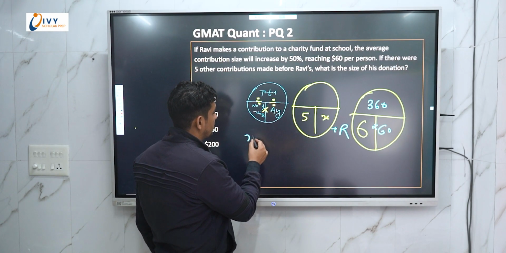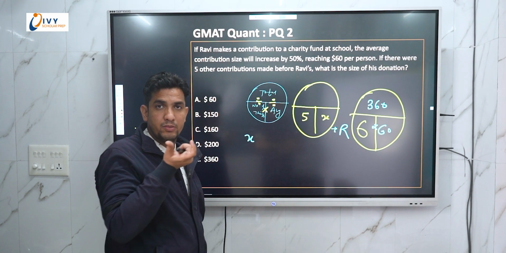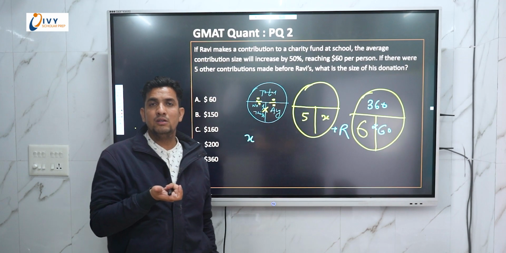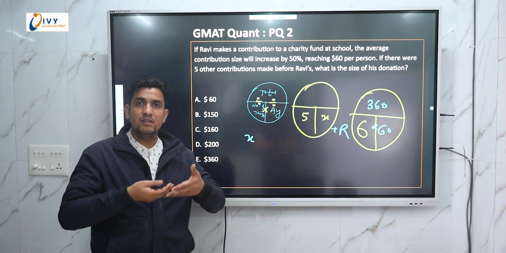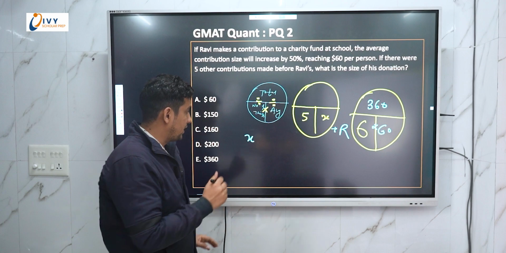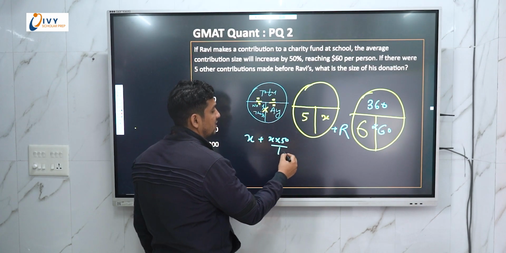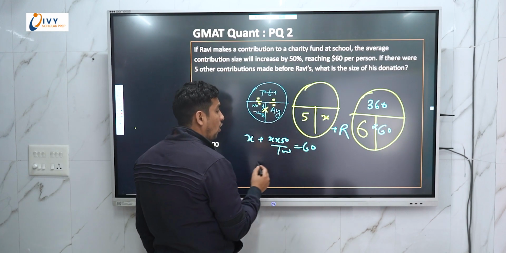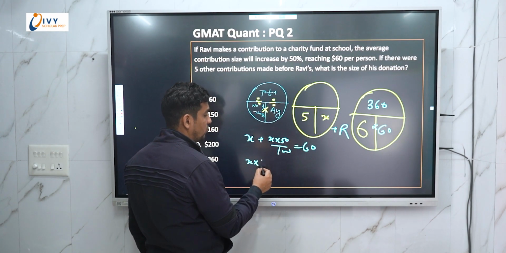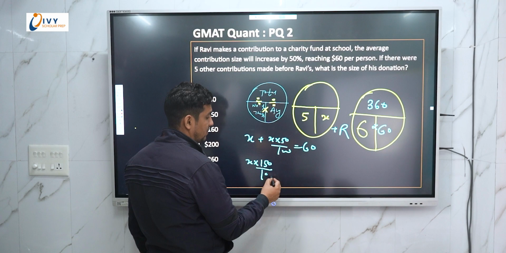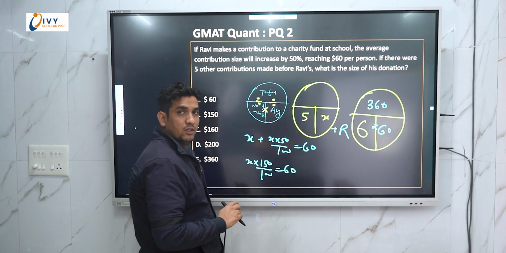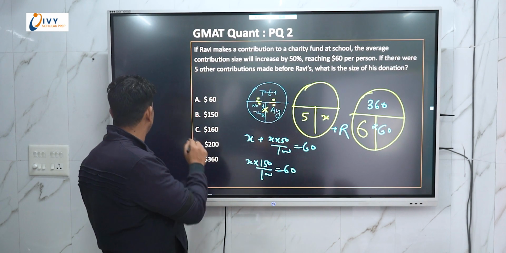So my initial average was x. Now this will increase by 50%. Every number is always 100% of itself. So either I say x plus 50% of x, which gives me 60, or you do it straight away and say x into 150% of it, which equals 60. So it's going to be one and the same thing.